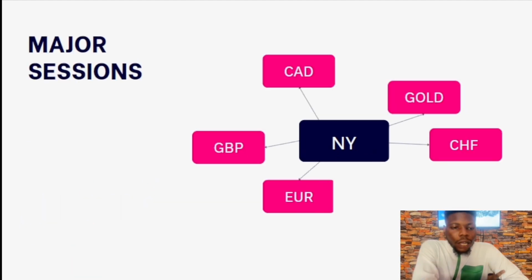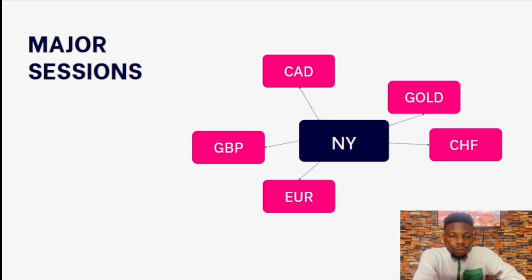So the last major session that we're going to discuss will be the New York session. So in the New York session, US dollar, Canadian dollar, pound, euro, franc, and gold are being actively traded. So by now, you should know the answers to the questions we mentioned at the beginning of the video. Let's look at them one more time.